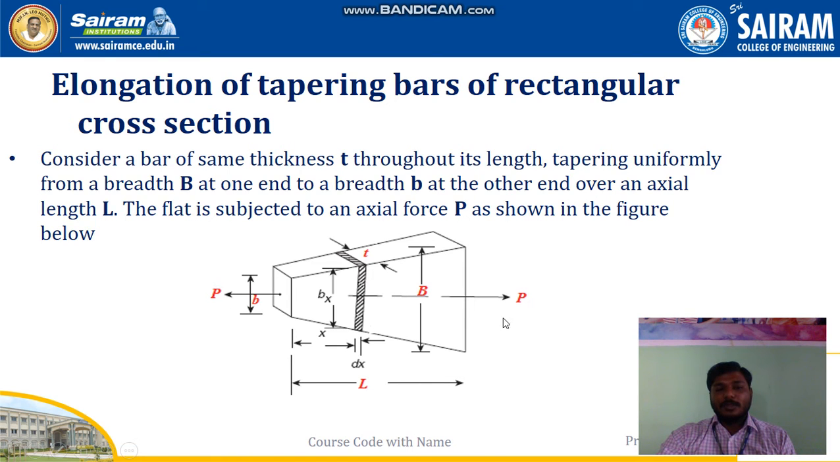The tensile load is applied at both ends, at the small end and the larger end, and t is nothing but the thickness of the tapering bar. The thickness will be the same throughout this material, over the length L.